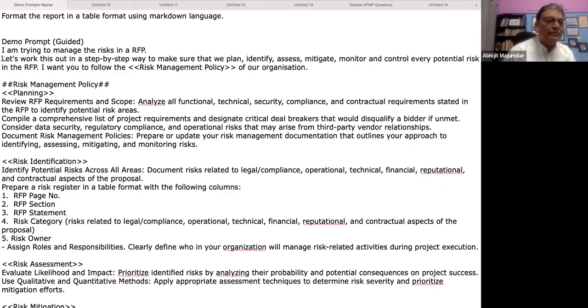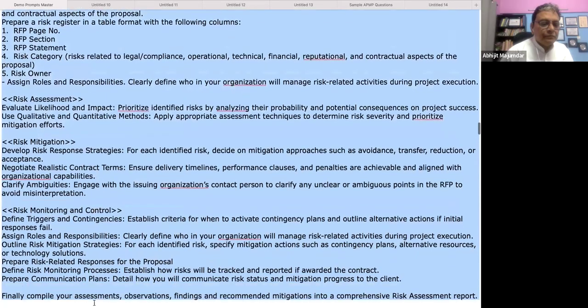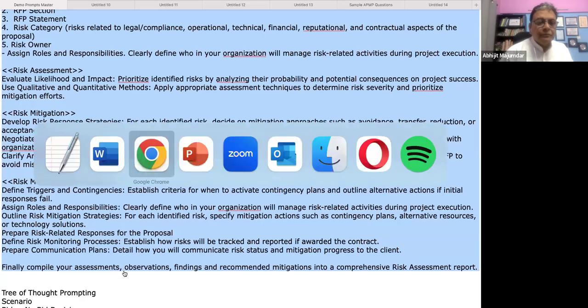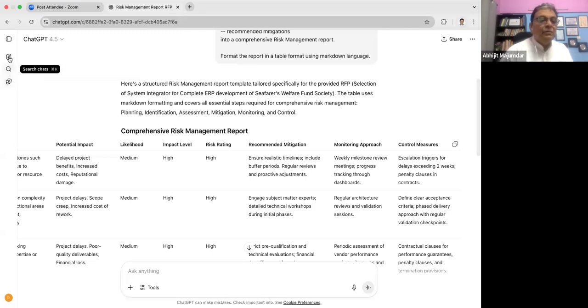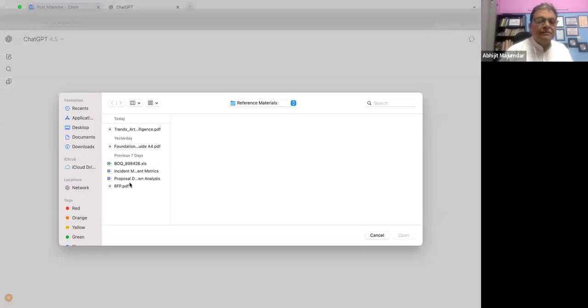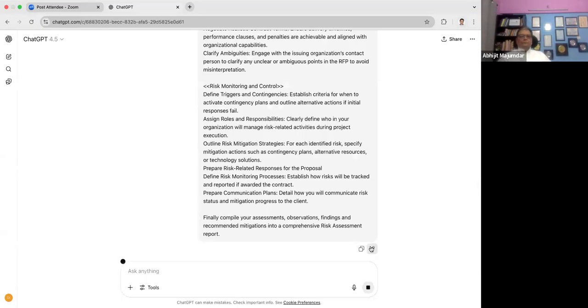So let me take this from here. Let me create a new chat, add the file. Yeah, now we can see.